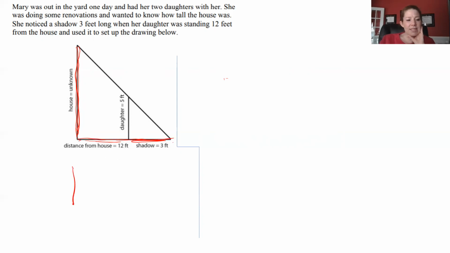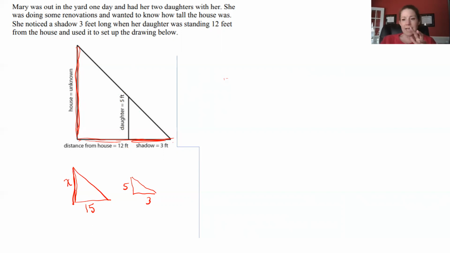So basically, we could turn this into 2 different triangles. This is the height of our house, which we don't know, but we know that its shadow is 15 feet long because it's 12 feet to the daughter and then 3 feet past her. And then the daughter, who is shorter, has a shadow that's 3 feet long. It's telling us right here in the picture that the daughter is 5 feet tall. It didn't say that in the writing up here, but the picture does. So based on the shadows cast by the house and her daughter, we can figure out how tall the building is.